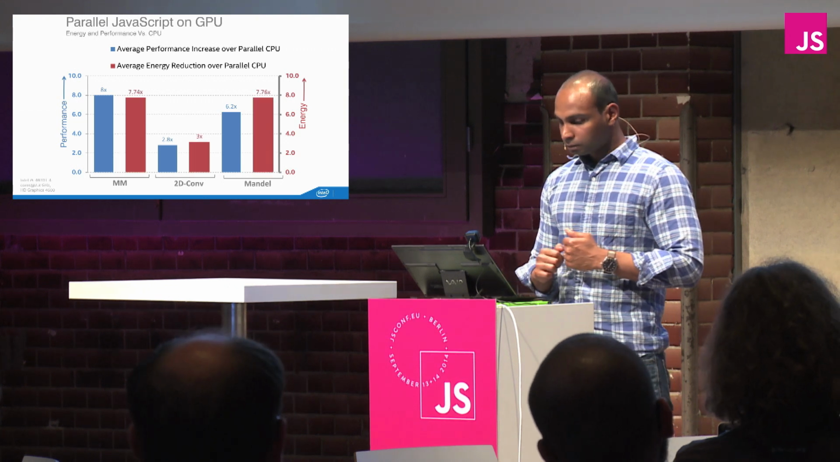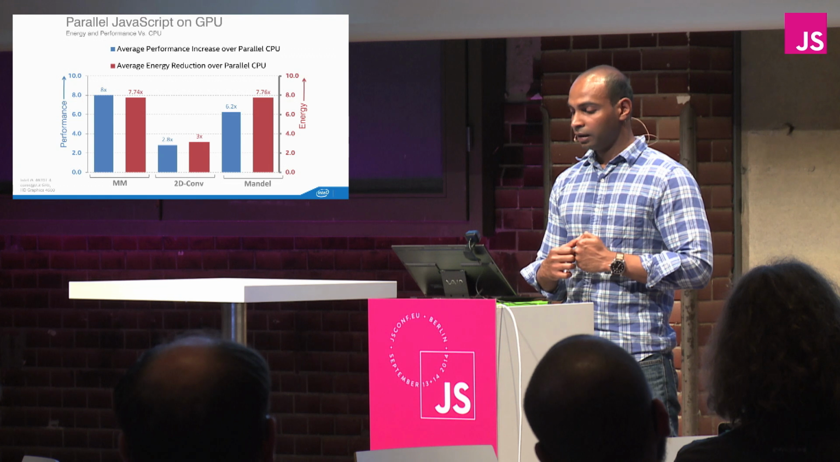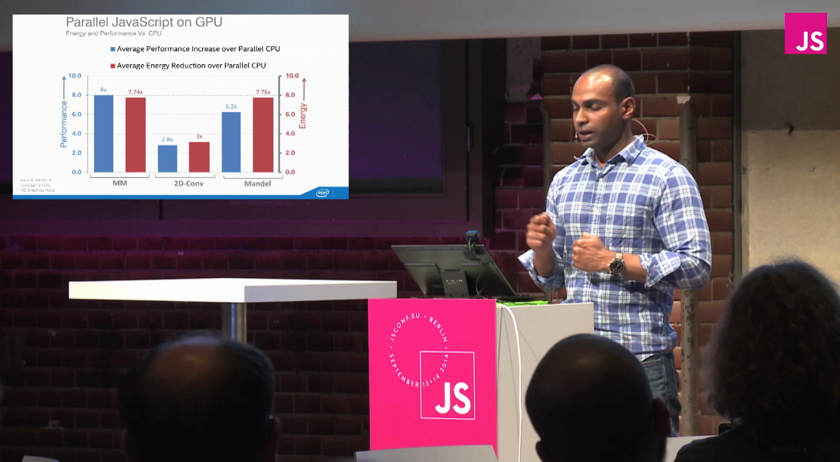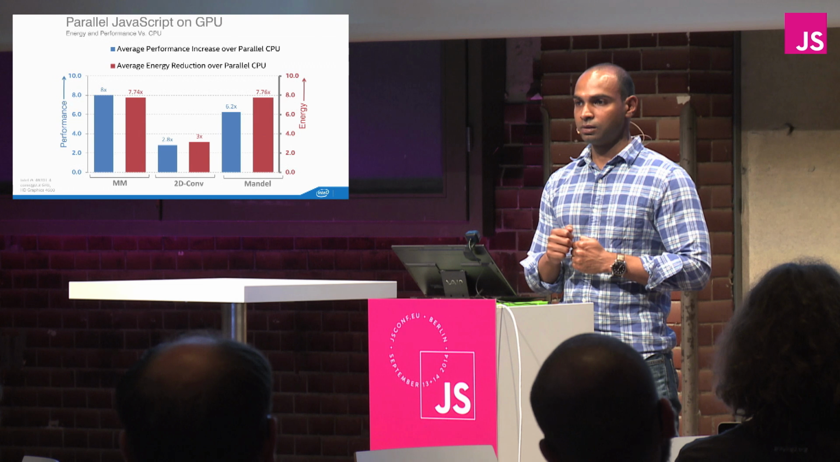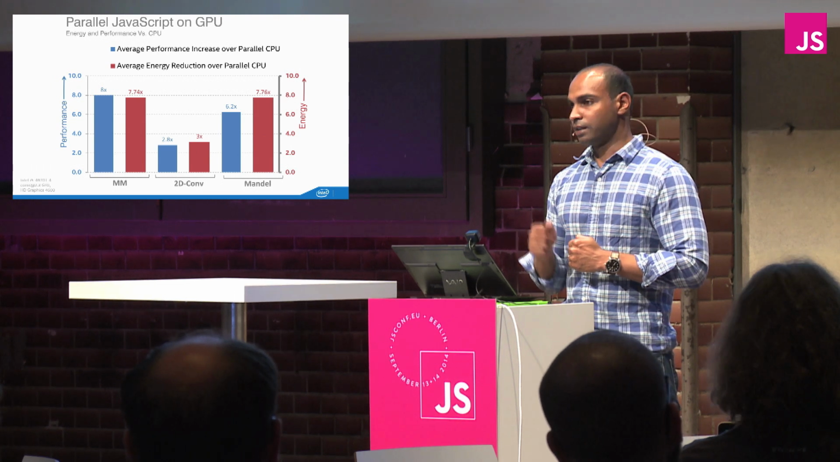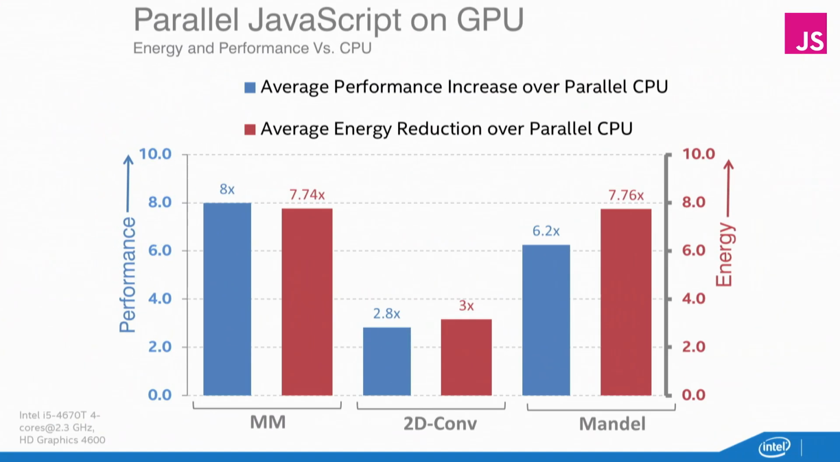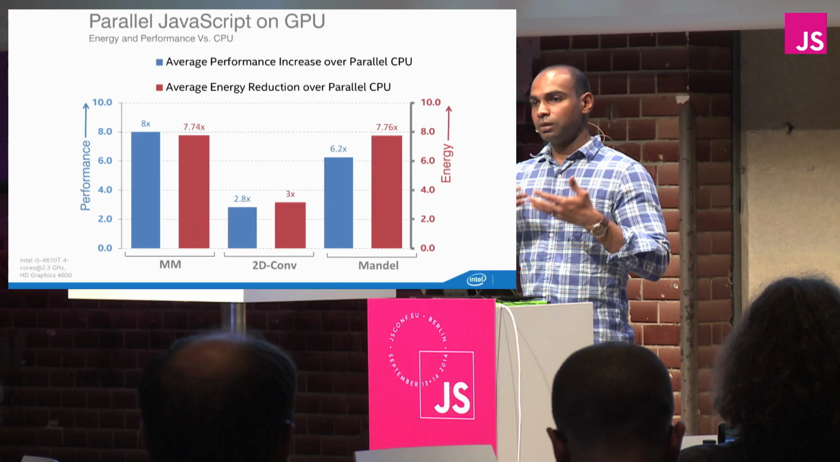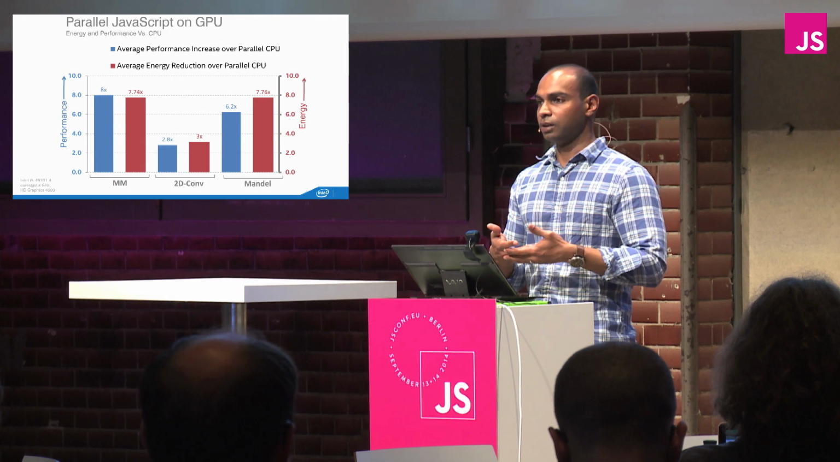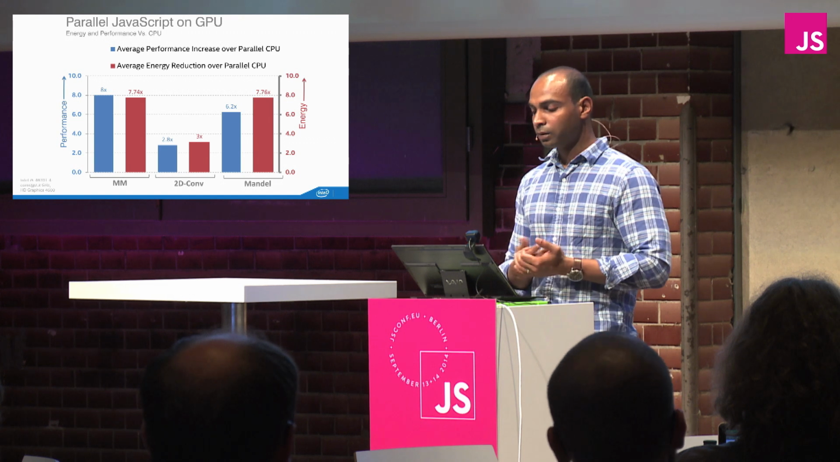What about energy? For dense matrix multiply, GPU execution is 7.7 times lower in energy than parallel CPU execution. Similarly, 2D convolution is 3 times, and Mandelbrot is 7.7 times lower. So not only are you getting huge increases in performance from parallel execution on GPU over what is already pretty fast parallel CPU, you're also, at the same time, getting huge decreases in total energy consumption, right? This is big.